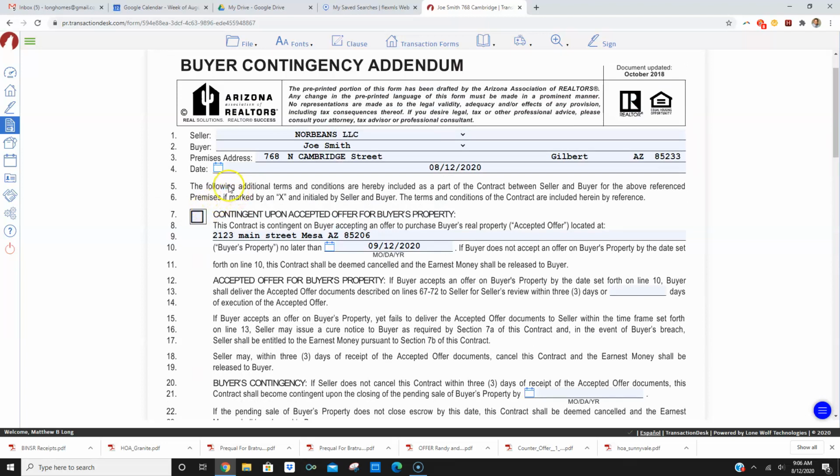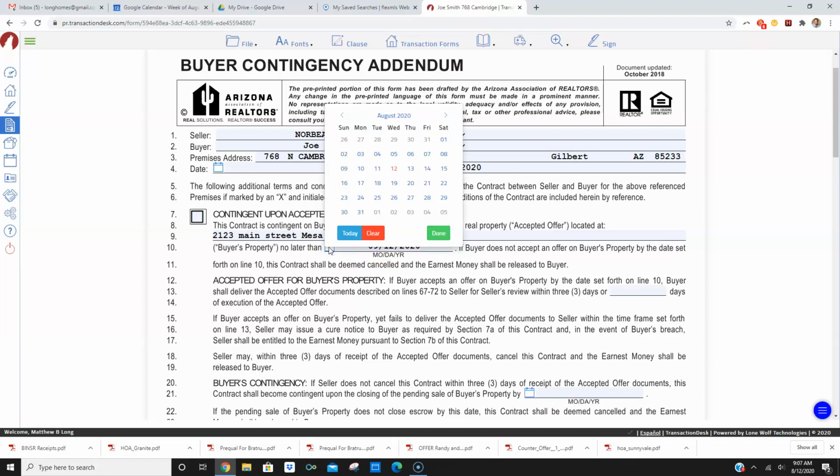So we're going to go over the form the way it's written. We're going to start with contingent upon accepted offer for buyer's property. So this contract is contingent on buyer accepting an offer to purchase buyer's real property located at, and their address, no later than, and then you're picking the day here. This we had on here 30 days. So what you're saying here is how many days you want before you accept an offer.